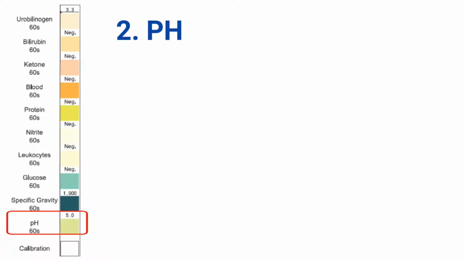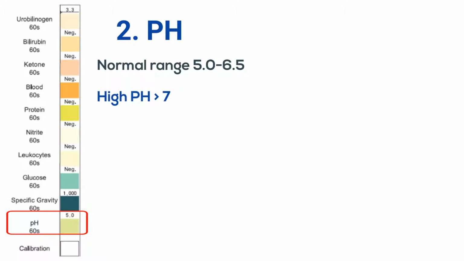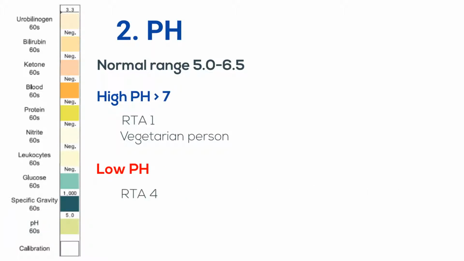pH. The pH of the urine can also be measured. The normal is between 5 and 6.5. High pH, more than 7, as in renal tubular acidosis type 1 and in a vegetarian person, while low pH can occur in renal tubular acidosis type 4.